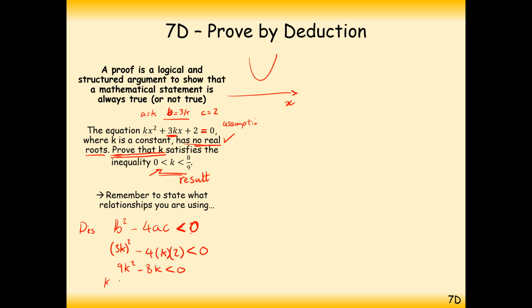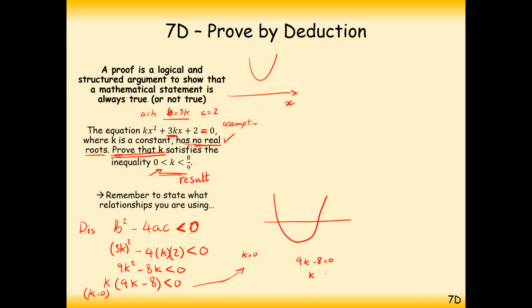Now factorize that. What you notice is that you can factor k out of this. You get k(9k minus 8). If you now plot this inequality to find the range of values for k, if that was equal to 0, one of the roots would be 0 because of that k there. You would think of it as k minus 0 inside the bracket, right? And the other root would be solving 9k minus 8 equals 0.